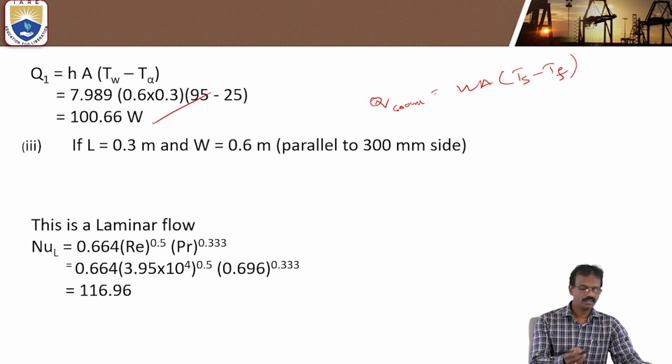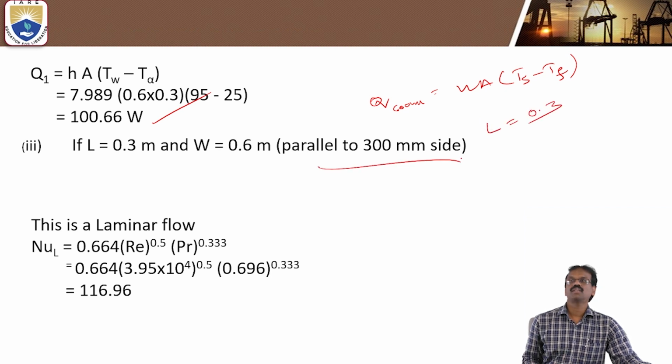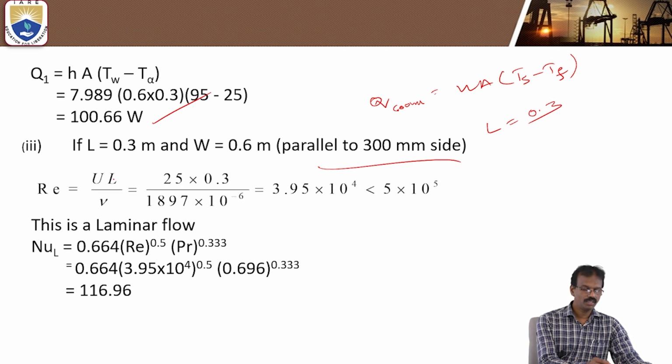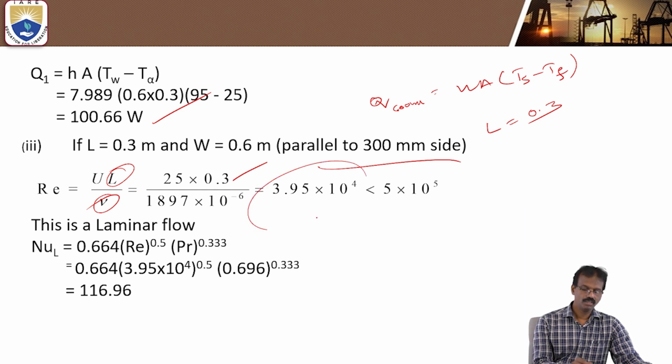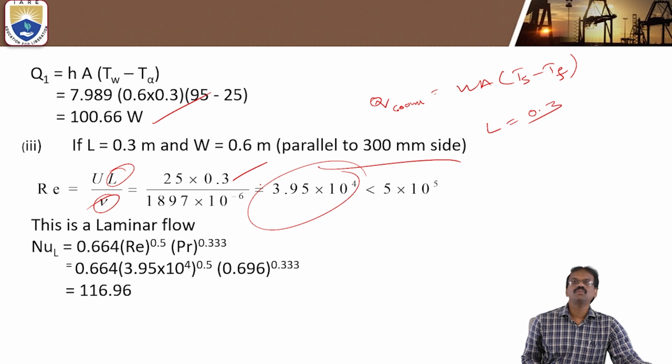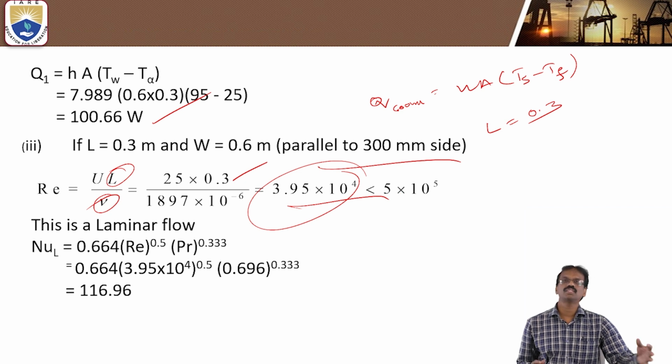Next, in the second case, with respect to 300 mm, L is equal to 0.3, parallel to 300 mm. Here also, same process. You have to find out the Reynolds value, UL by nu, where L is equal to 0.3, nu is the kinematic viscosity, and U is the given velocity. If you substitute all the values, you will get the Reynolds value as 3.95 into 10 to the power of 4. This is also less than 5 into 10 to the power of 5, which means this is laminar flow.